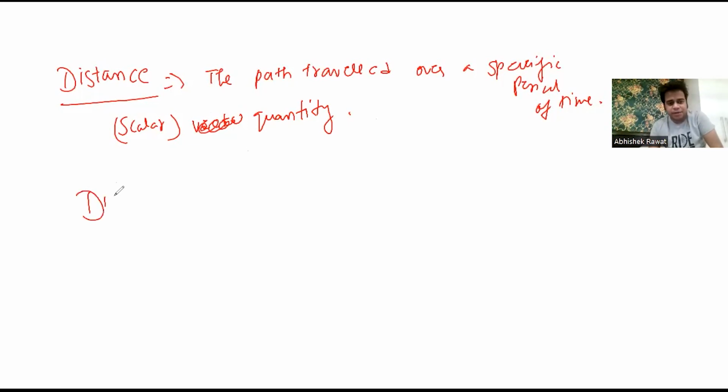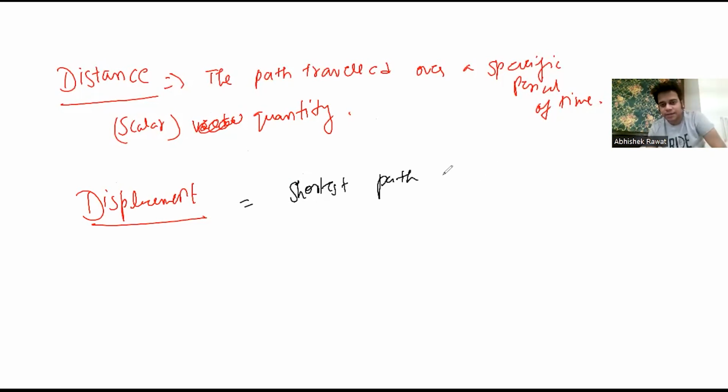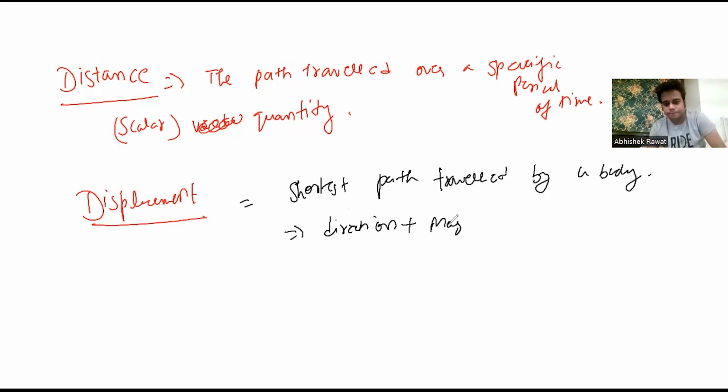And displacement is a vector quantity, and it is the shortest path traveled. So this is the basic difference between distance and displacement. It's the shortest path traveled by a body. Here, the magnitude as well as direction is taken into account. We consider direction and magnitude both. So it's a vector quantity.